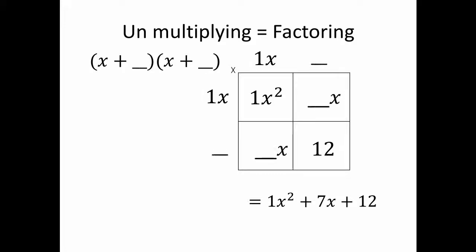Now, in this case, we need two numbers in the outer blank spots, so that when I multiply those two numbers together, I get 12. But when I add those two numbers together, I'm going to get 7. So there visually is two numbers that multiply to give you 1 times 12, and two numbers that add up to 7. And you might be able to figure out already that those numbers would be 3 and 4.